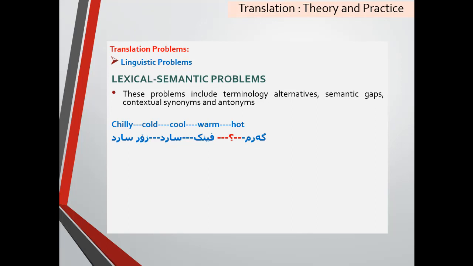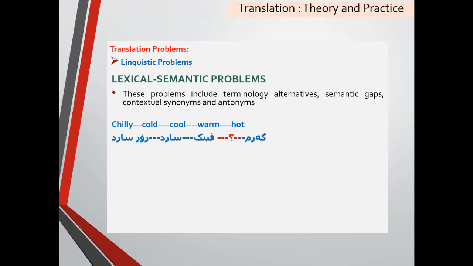In Kurdish, we don't have a word, a lexical item, equivalent to warm when it is used for weather. For example, the weather is chilly, the weather is cold, the weather is cool, the weather is warm, and the weather is hot. But there is a semantic gap.